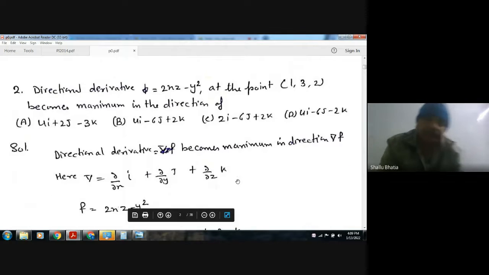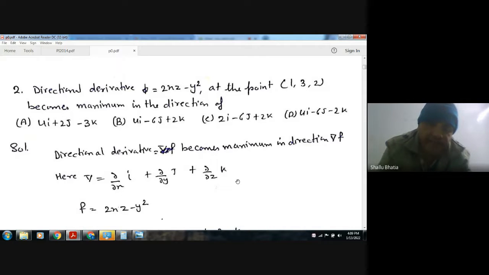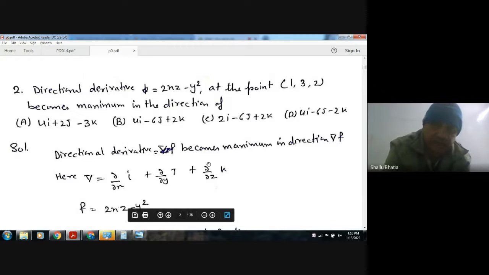Next, the directional derivative of phi is equal to 2xz minus y square at the point (1, 3, 2) becomes maximum in the direction of: option A, 4i plus 2j minus 3k; B, 4i minus 6j plus 2k; C, 2i minus 6j plus 2k; D, 4i minus 6j minus 2k. The directional derivative becomes maximum in the direction of the del of f. Del is just curly by curly x i plus curly by curly y j plus curly by curly z k, and f is this quantity, so f is your phi in this case.